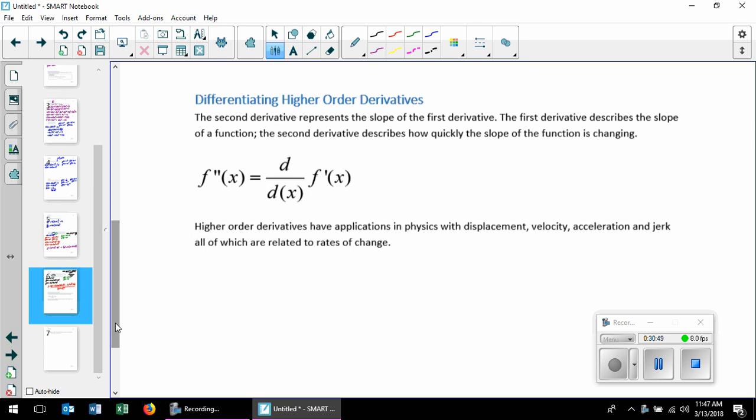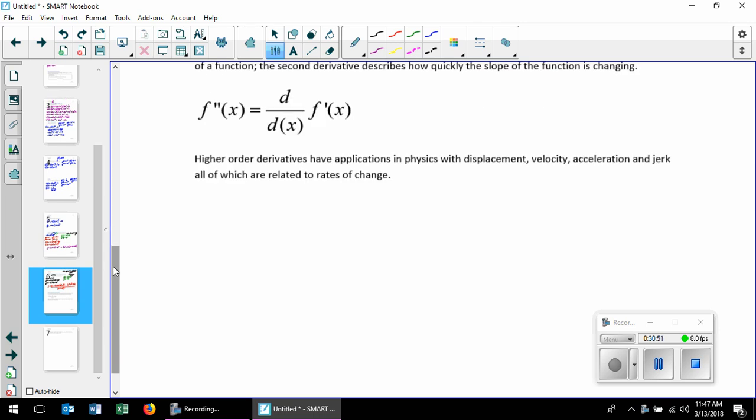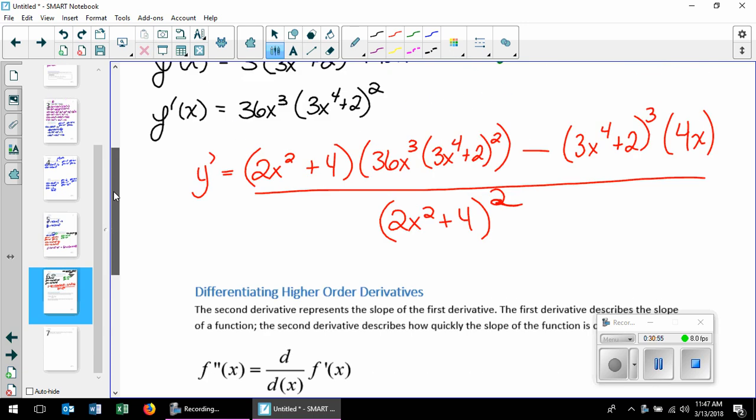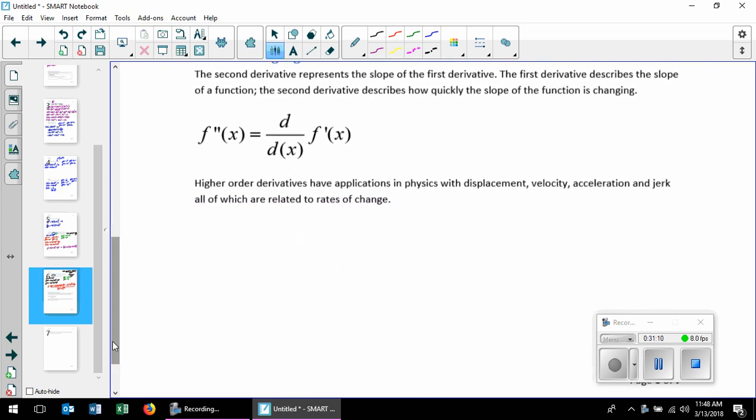Okay, so here's what you need to know. All the rules apply. Like, so we found the derivative of y. We can now do the second derivative of this as if it were the original function. That makes sense, everybody? It's really easy. Higher level derivatives don't take any extra knowledge. This is what you need to know, though.